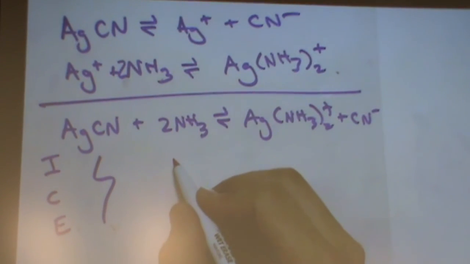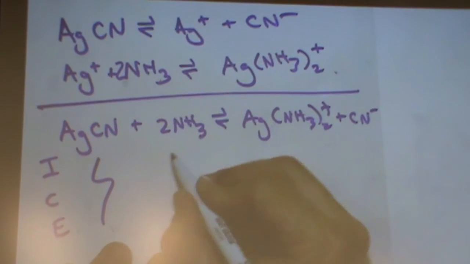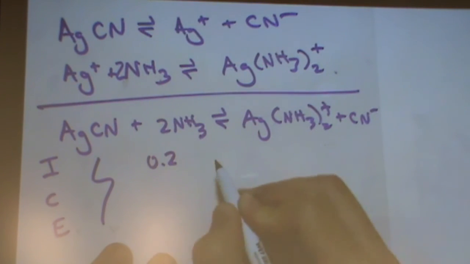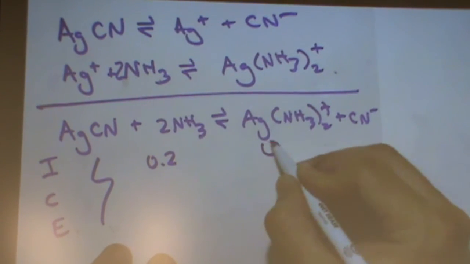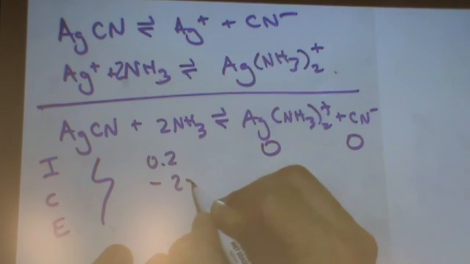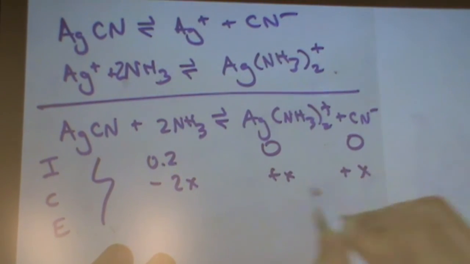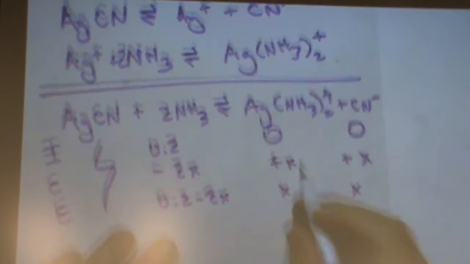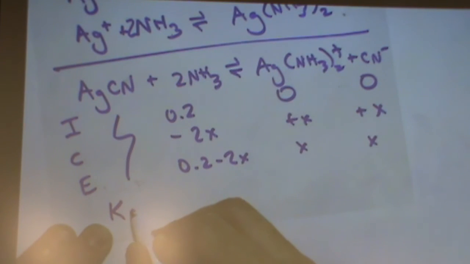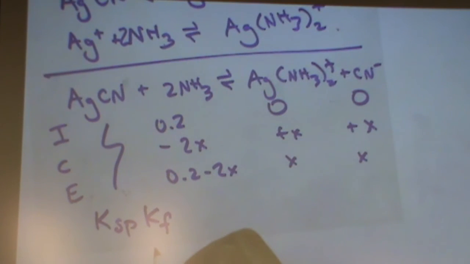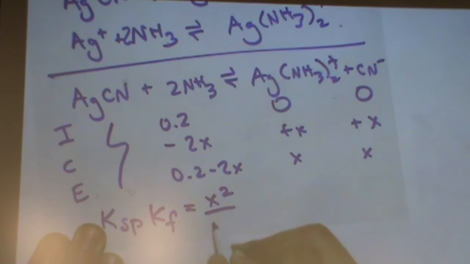This is 0.2 molar. That's given in the question. This is 0 and 0, minus 2x, plus x, plus x. 0.2 minus 2x, x and x. So K total, which is KSP times KF. Remember, you want KSP. KF is in the book, or we'd give it to you. That equals x squared over 0.2 minus 2x.